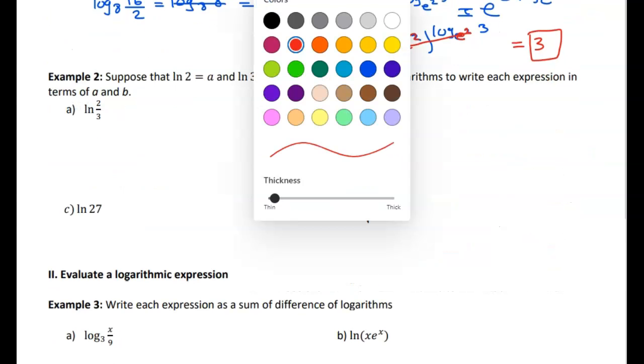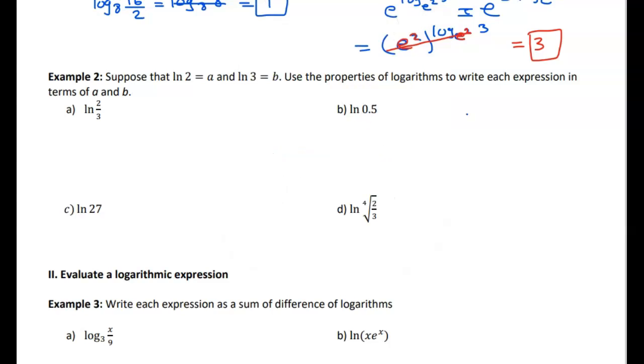All right, let's look at these problems. So again, we're going to use properties of logs. Suppose natural log of 2 is a and natural log of 3 is b. We want to use the properties of logs to write each expression in terms of a and b. So don't put it in a calculator. We want to do this by hand. Okay. So log of 2/3. This is a quotient. So this splits up as log of 2 minus log of 3. Log of 2 is a and log of 3 is b. So this changes into a minus b.